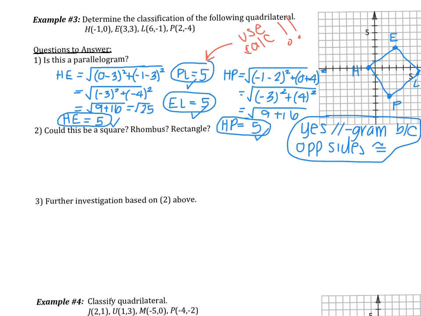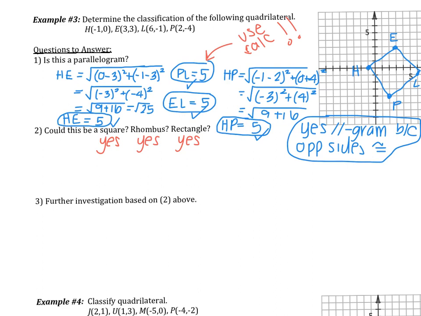Okay, once I'm in there, my next question is, what could it be? Could it be a rectangle? Could it be a rhombus? Could it be a square? Well, let's see. Now that I'm in that family, these are all possibilities. It could be a square. It could be a rhombus. It could be a rectangle. We now just have to prove each one.